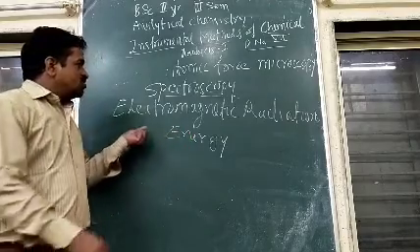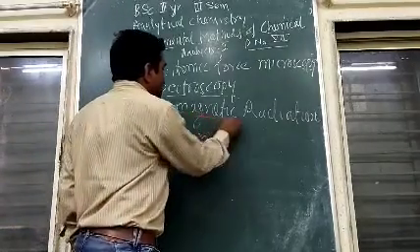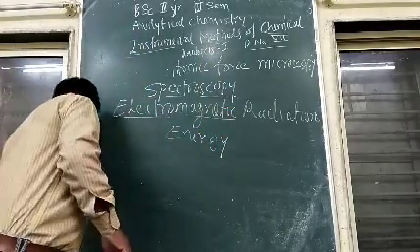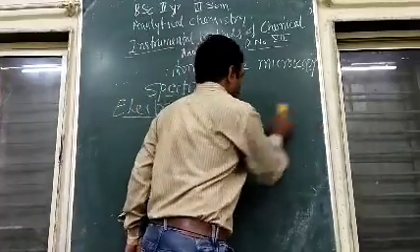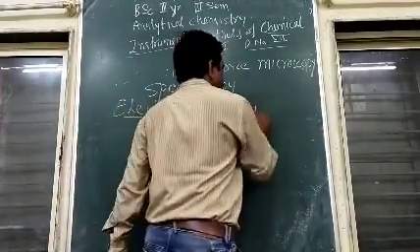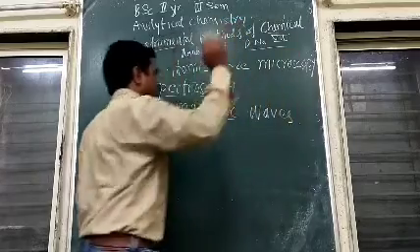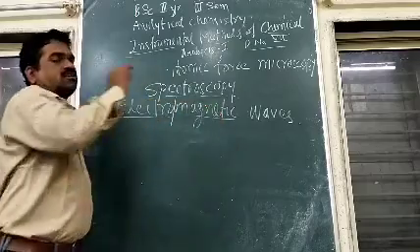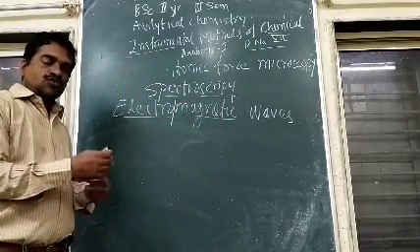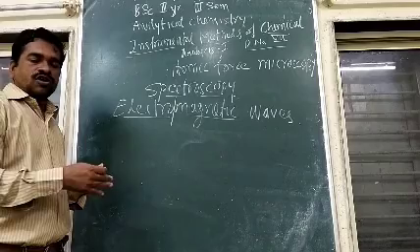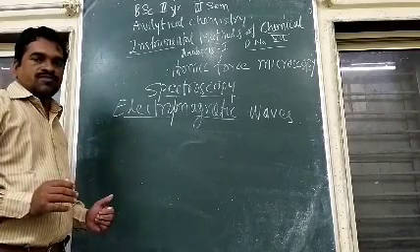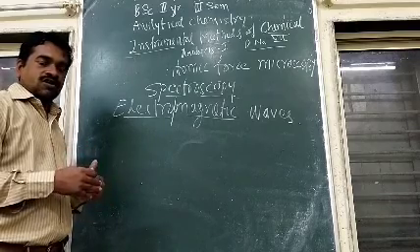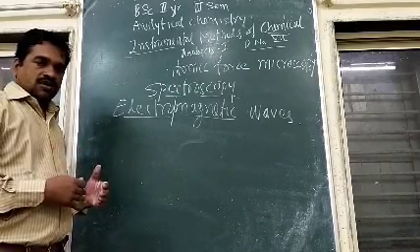Now, as its name indicates, electromagnetic radiations are nothing but electromagnetic waves. As its name indicates, electromagnetic means that the wave should have two components, an electric component and a magnetic component.